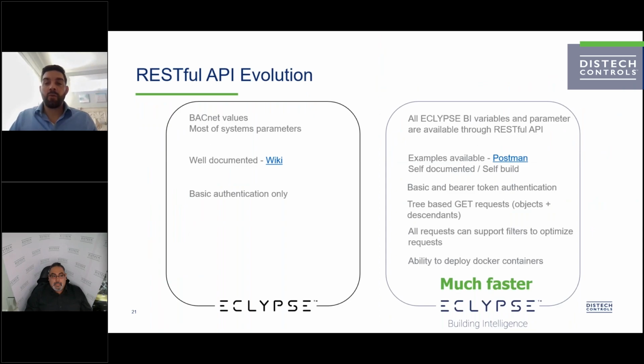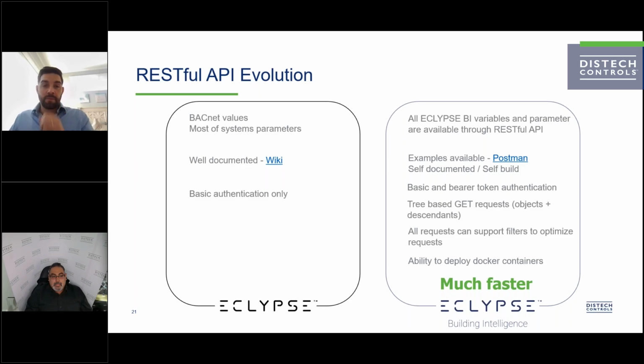We've continued to support a RESTful API with Building Intelligence. The Eclipse Building Intelligence API v1, we have a well-documented wiki. Many are familiar with API v1. Most of the system parameters are accessible, as well as BACnet values, and it supports basic authentication.